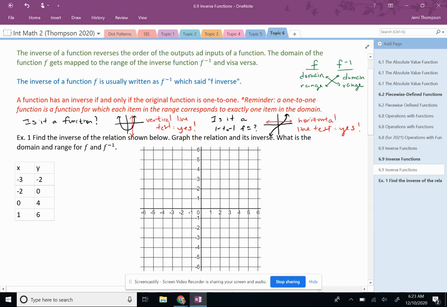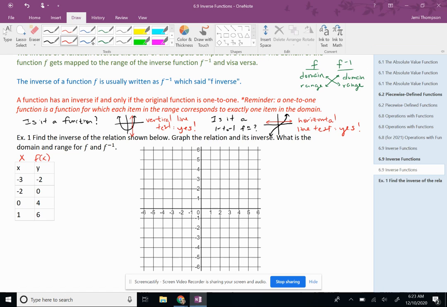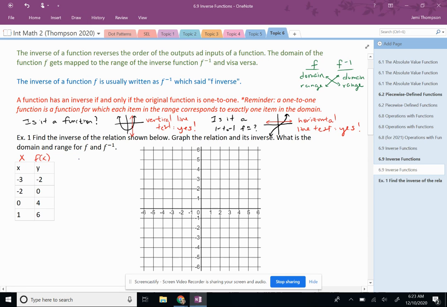The first thing that we're going to do is make a new table. This table right here is labeled X and Y. I'm going to relabel it as X and f of X. Then I'm going to make a new table here for X and f inverse of X. These are going to be the coordinates of my inverse function.